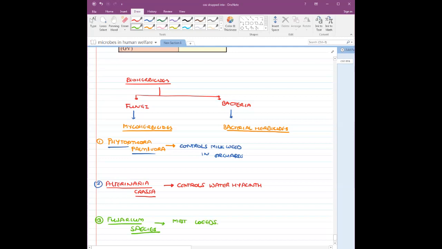Now, guys, how are you going to remember? You are going to remember mycoherbicides as PAF. Okay, keep this thing in mind. You are just going to remember this as PAF, and bacterial herbicides, you are going to remember as PAX. So PAF, PAX. Okay, guys, remember this thing. Very, very important. Otherwise, you will always confuse which is a bacterial herbicide and which is a mycoherbicide.